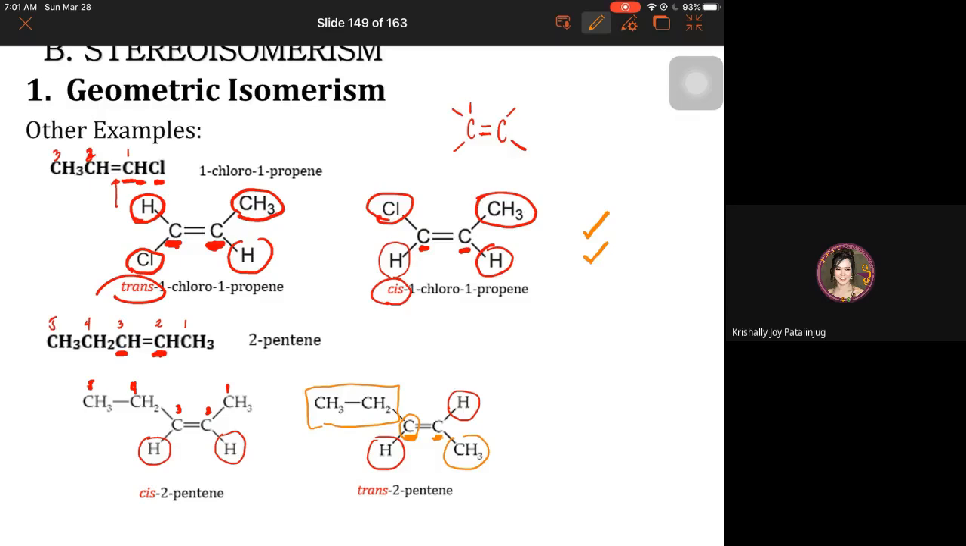So let's say it shows geometric isomerism because each of the double bond carbons has a different group of atoms attached to it, then that is geometric isomerism. For the specific type of isomerism, it is cis-trans isomerism if the double bond carbons each has one hydrogen attached to it. If it does not follow the condition being set for cis-trans isomerism, then that cannot be cis-trans isomerism.